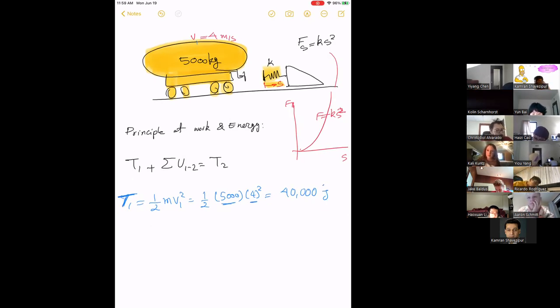Now, what is the final kinetic energy? How much is the final velocity? Zero, because we want the car to stop. So that was easy. How about the summation of work done here?